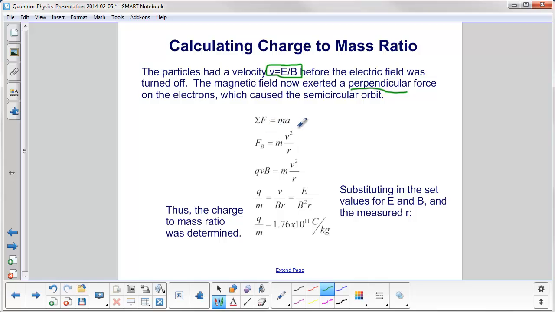We take Newton's second law, F equals ma. We now have a circular orbit, so we have centripetal acceleration, so a is equal to v squared over r. We know the magnetic force is qvB. We set that equal to mv squared over r. We do a little bit of algebra. We then substitute in the values for the electric field, which we know because we set it. The magnetic field was set, and r was measured by where the fluorescence occurred inside the tube. And after you calculate everything, you find out that the charge to mass ratio for these particles is 1.76 times 10 to the 11th coulombs per kilogram.